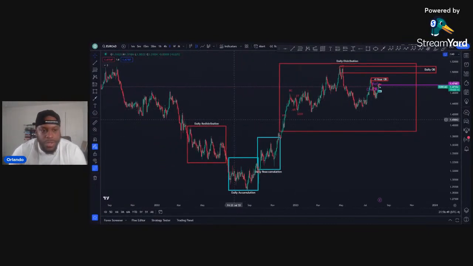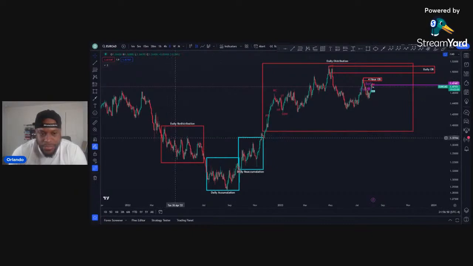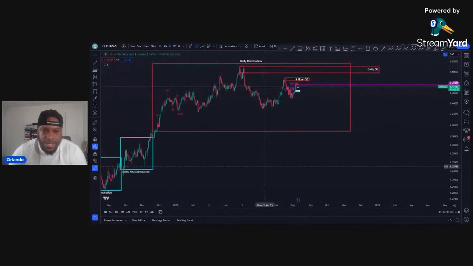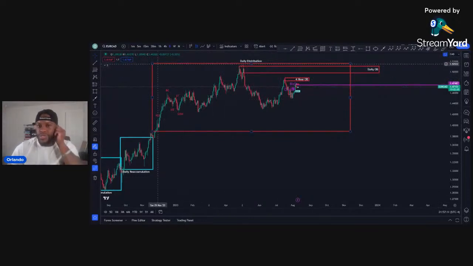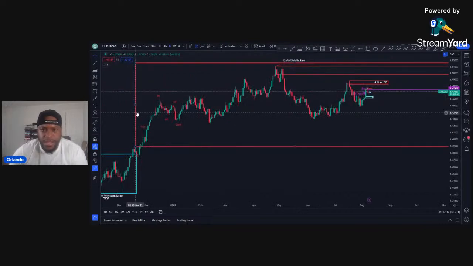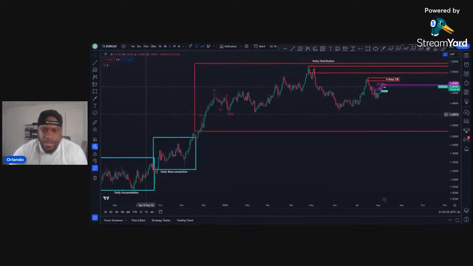And so, what do I see here on EuroCAD on the daily? I see a redistribution schematic. Then I see what's after redistribution: accumulation. What's after accumulation: reaccumulation. Then what is after a reaccumulation? A daily distribution market price cycle. So when it's all said and done, the schematic that's being printed is going to be a daily distributive Wyckoff method market price cycle. So right here, I've already listed some of the events that have been displayed already on the daily.